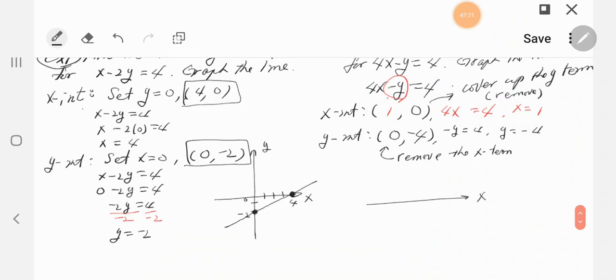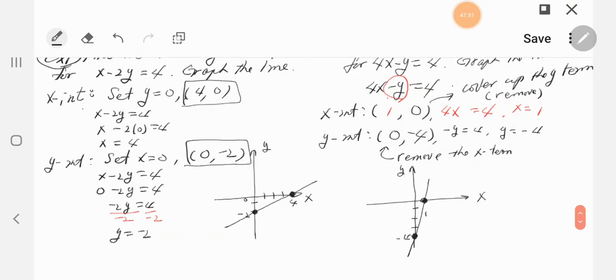Okay, x-axis, y-axis. So the x-intercept is 1 and 0. So here it is 1, 0. Okay, y-intercept is when x equals 0, y is -4. 1, 2, 3, 4. Right? And then connect the points. Like this.